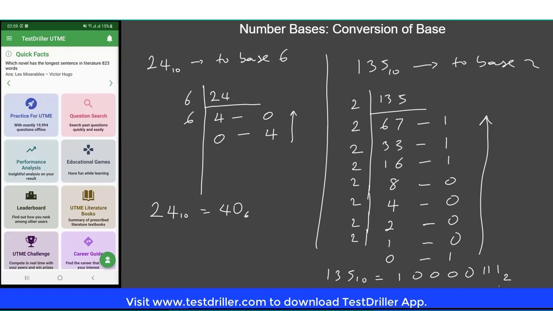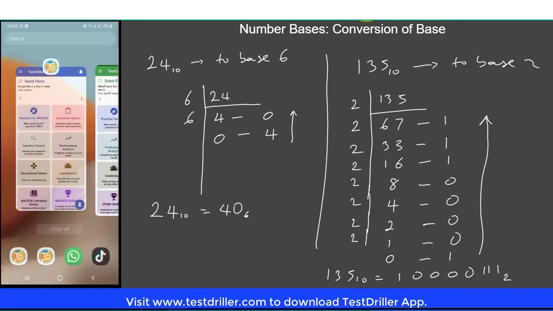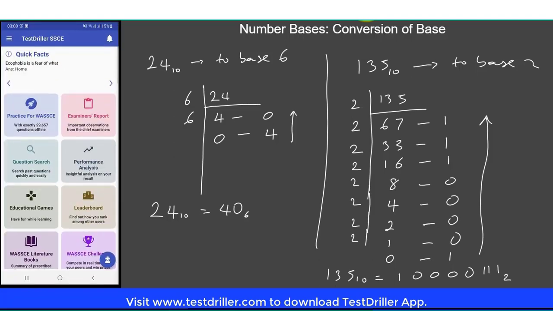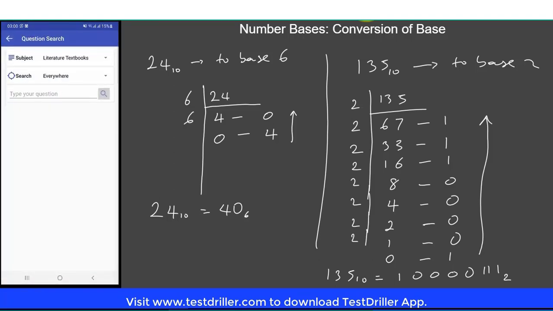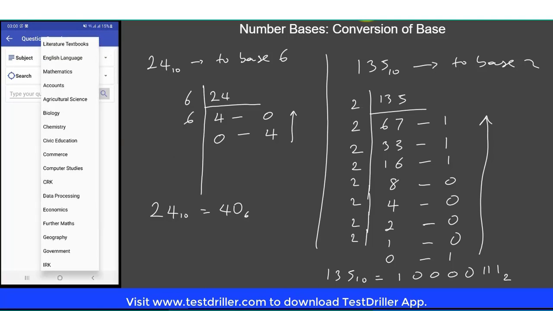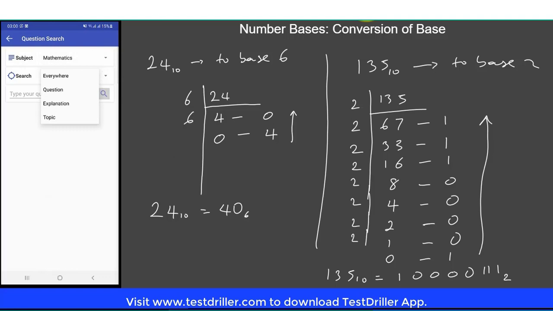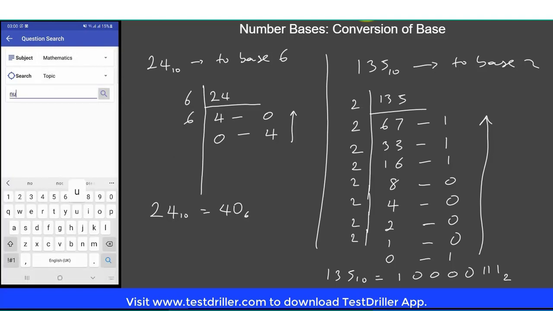So let's solve a question from WAEC, a question related to converting from base 10 to any other base. Let's launch the WAEC app. On my left, I have a phone that I'm currently casting on my device, and I'm going to open the WAEC app. Then I'm going to go to question search. I'm going to select mathematics. Then I want to search by topic. I want to search for questions related to number bases.